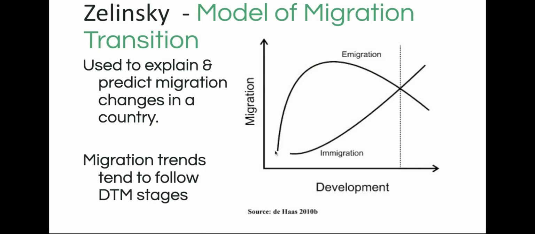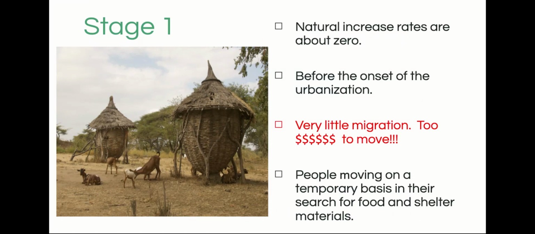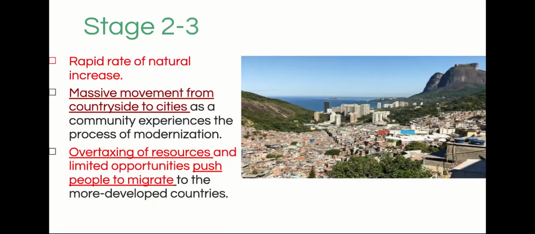So if this is back in like a stage 1 country, and we'll go through these one at a time, a stage 1 country, your natural increase rates are about 0. And this is before urbanization. And you just don't have a lot of money to be able to move. It's way, way too expensive. And so moving is just cost prohibitive. You can't do it. And if they are moving, maybe they're migrating to follow animals or something along those lines. They're looking for food or maybe materials for shelter, but that's about it.